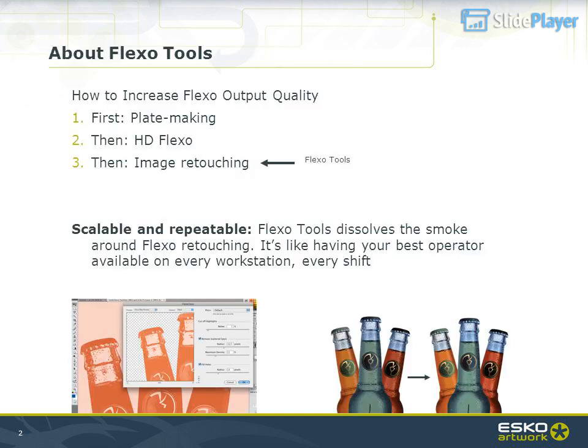About Flexo tools: how to increase Flexo output quality. First, plate making. Then, HD Flexo. Then, image retouching. Scalable and repeatable, Flexo Tools dissolves the smoke around Flexo retouching. It's like having your best operator available on every workstation, every shift. In order of importance: plate making, HD Flexo, pre-press.